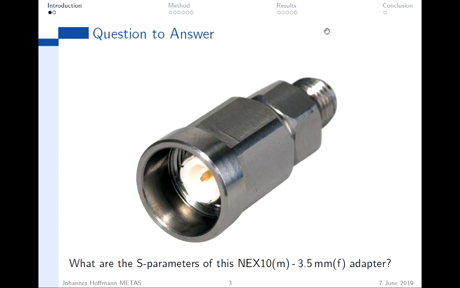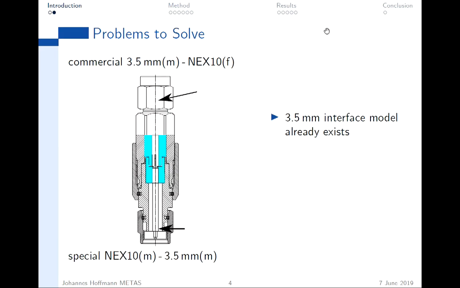So here is one of these. It's a Next 10 connector. You see it's a male connector. And on the opposite side you have a 3.5 millimeter female connector. And basically the question we got asked is, what are the S parameters of this? So this is not so easy to answer.